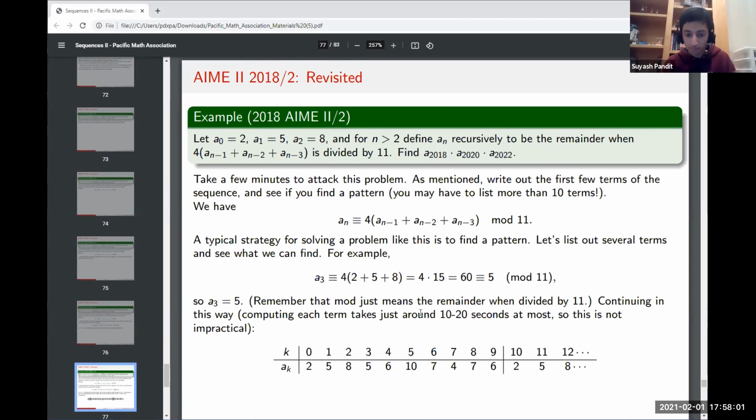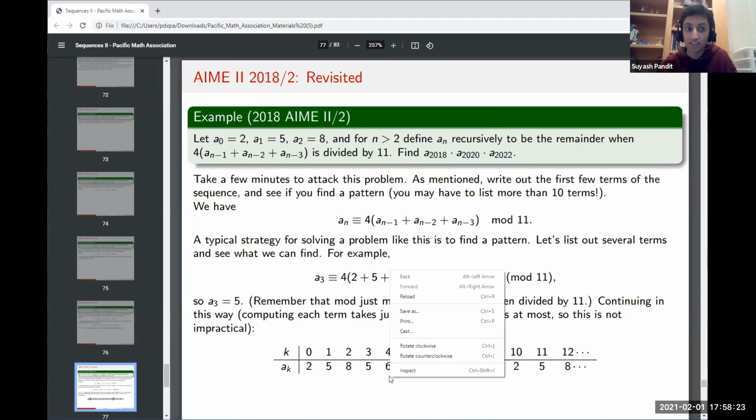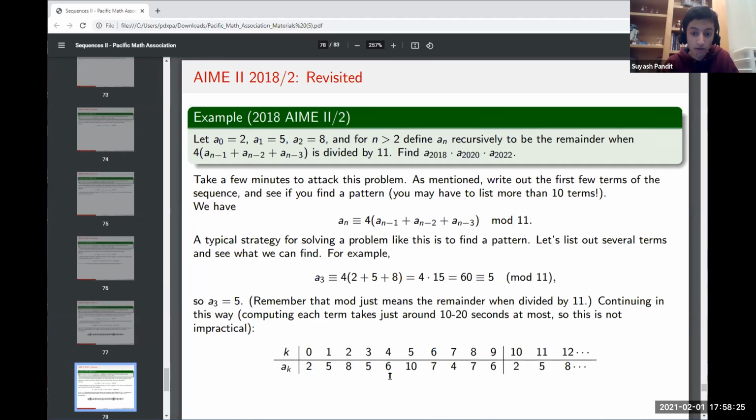By the time you get to 10, 11, and 12, you get back to 2, 5, and 8. And since each term is defined recursively based on the last 3, you know it's going to repeat. So it has a period of 10, because after 10 terms it goes back to the beginning and repeats. So it's not impractical. It doesn't take too long to compute each term. You just need to avoid mistakes.